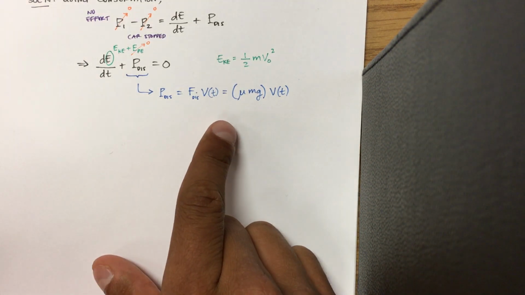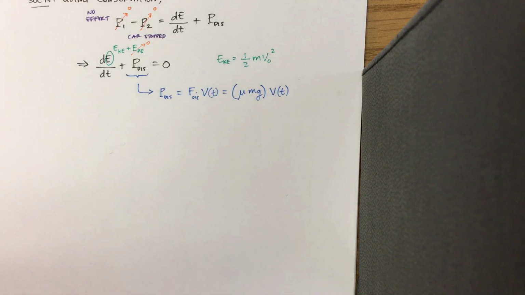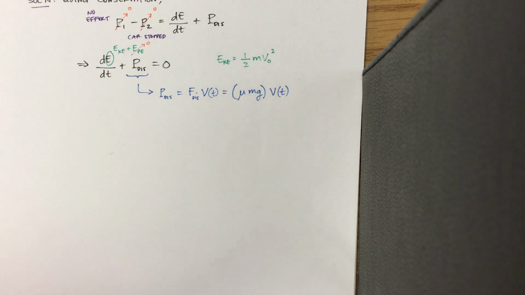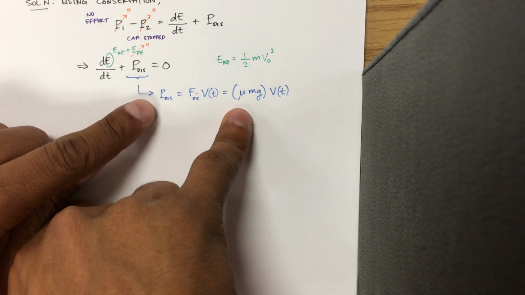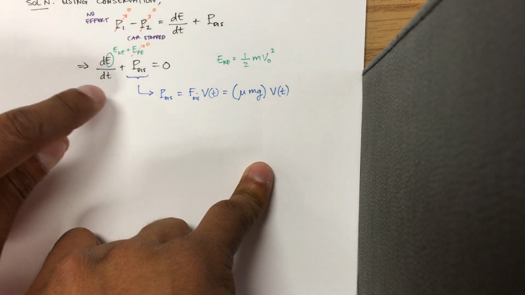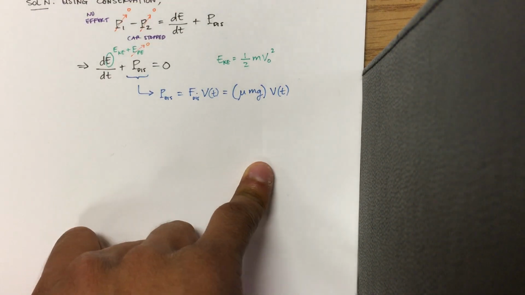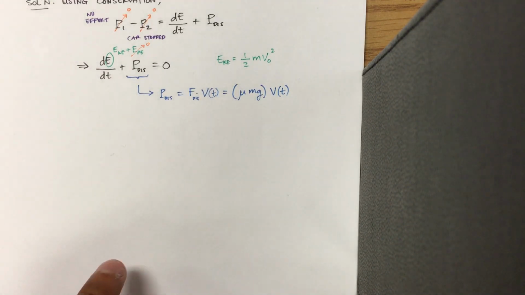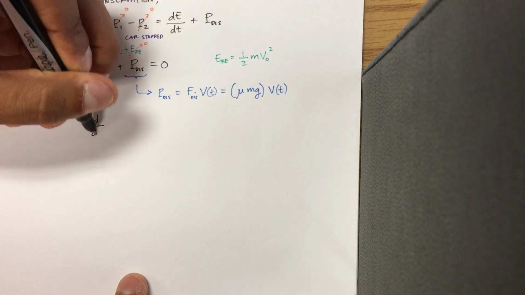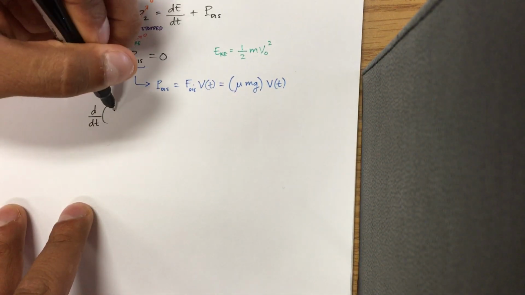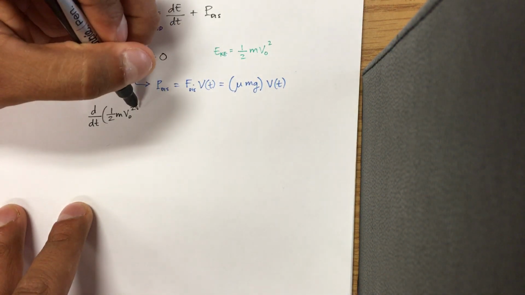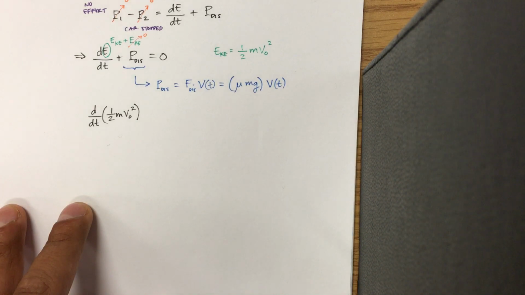So the next step, we have the dissipative power, and we have the change in kinetic energy, which we didn't yet write out. So let me summarize this in the next line to be d/dt of 1/2 m v naught squared.